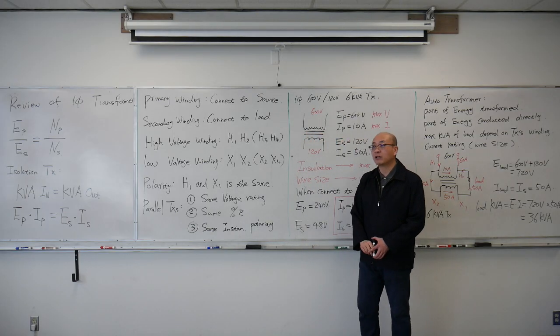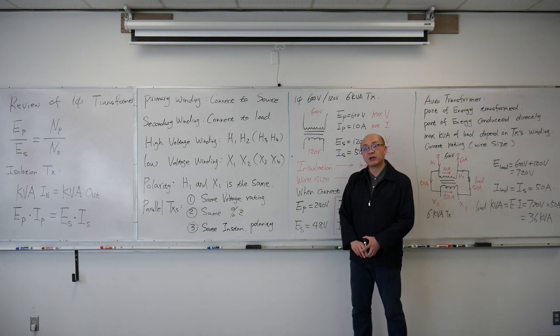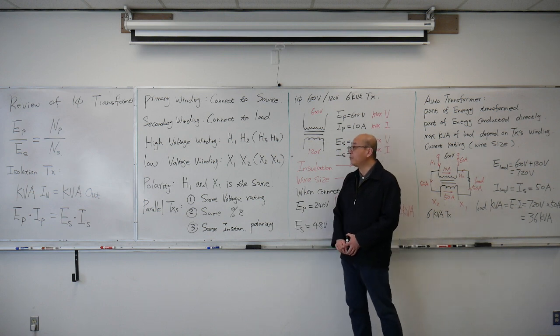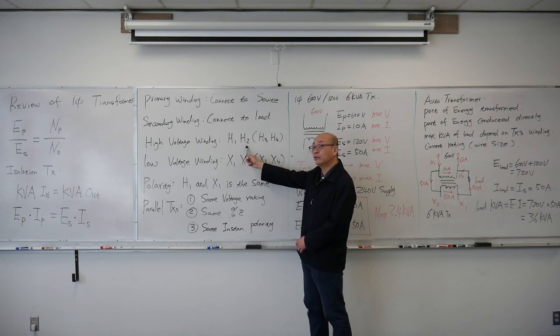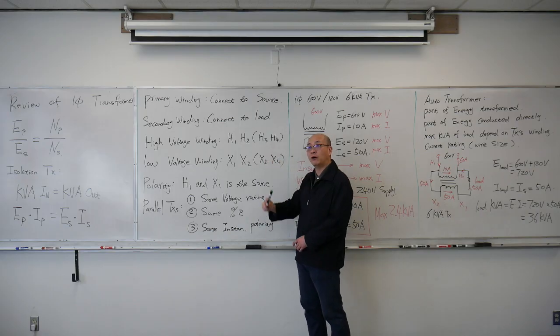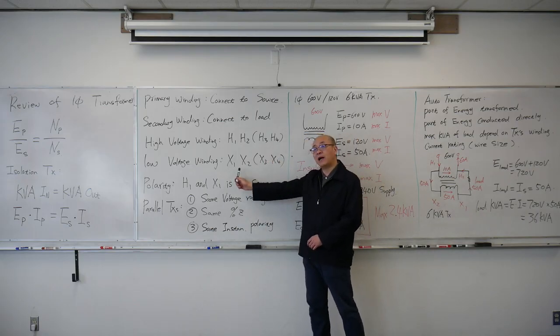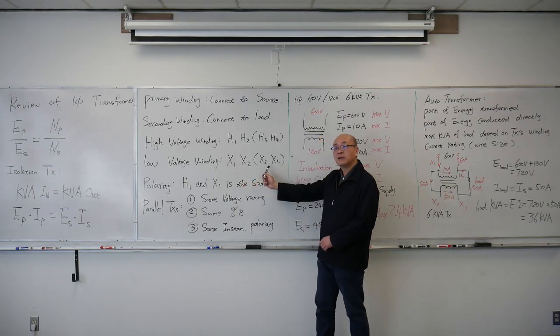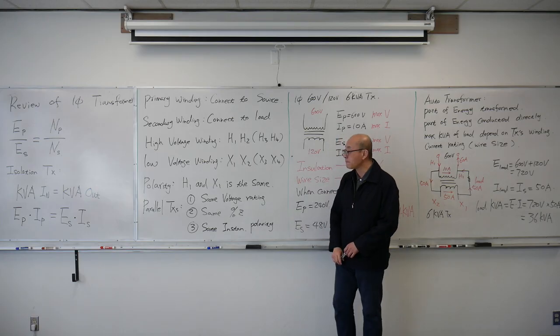Also, when we're talking about transformers, we always have to know the polarity of the transformer. On the transformer marking, the high voltage winding will be marked H1, H2. If multi-coil, it will be H3, H4, or even more. The low voltage winding will be marked as X1, X2, or for multi-coil, X3, X4.